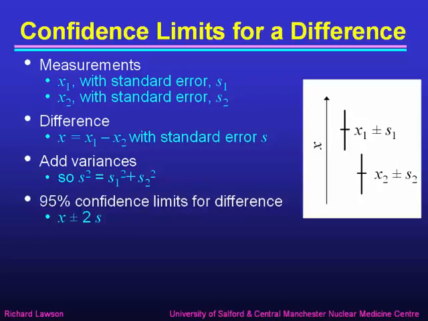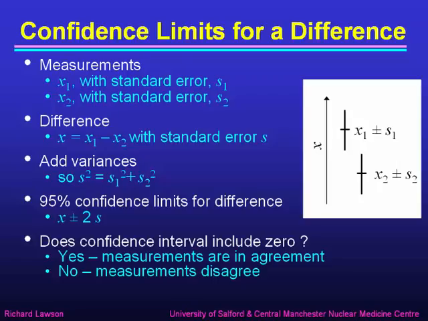Then, having done that, our 95% confidence limits for the difference will be x plus or minus 2s, where s is this combined standard deviation. And then once again we ask, does that confidence interval include 0? And if it does, the measurements are in agreement, and if it doesn't, the measurements disagree.